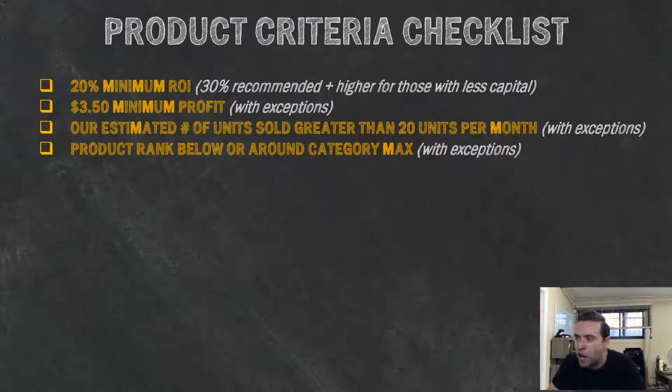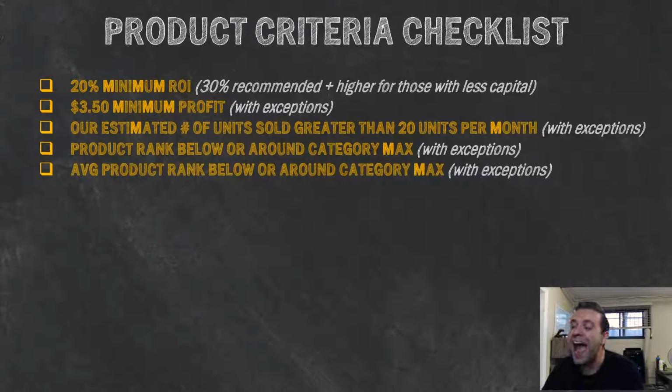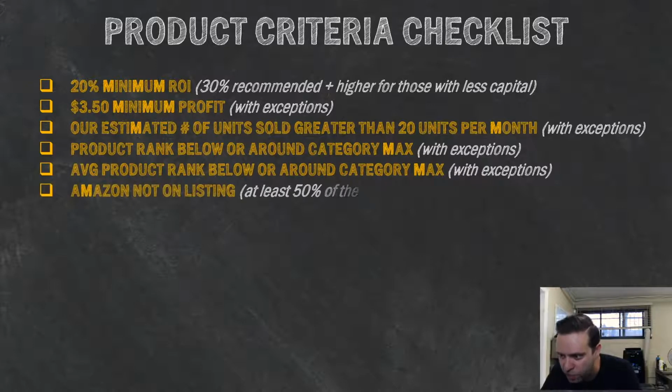So product ranked below or around the category max. Again, if my recommendation for a category is maximum rank of 50,000, you can buy something at 60,000, you can buy something at 70,000. You can look at listings and improve them and get them selling. It's just a rough guide to help you on your journey. Next, the average product rank, even more important, should be below or around that category maximum rank level.